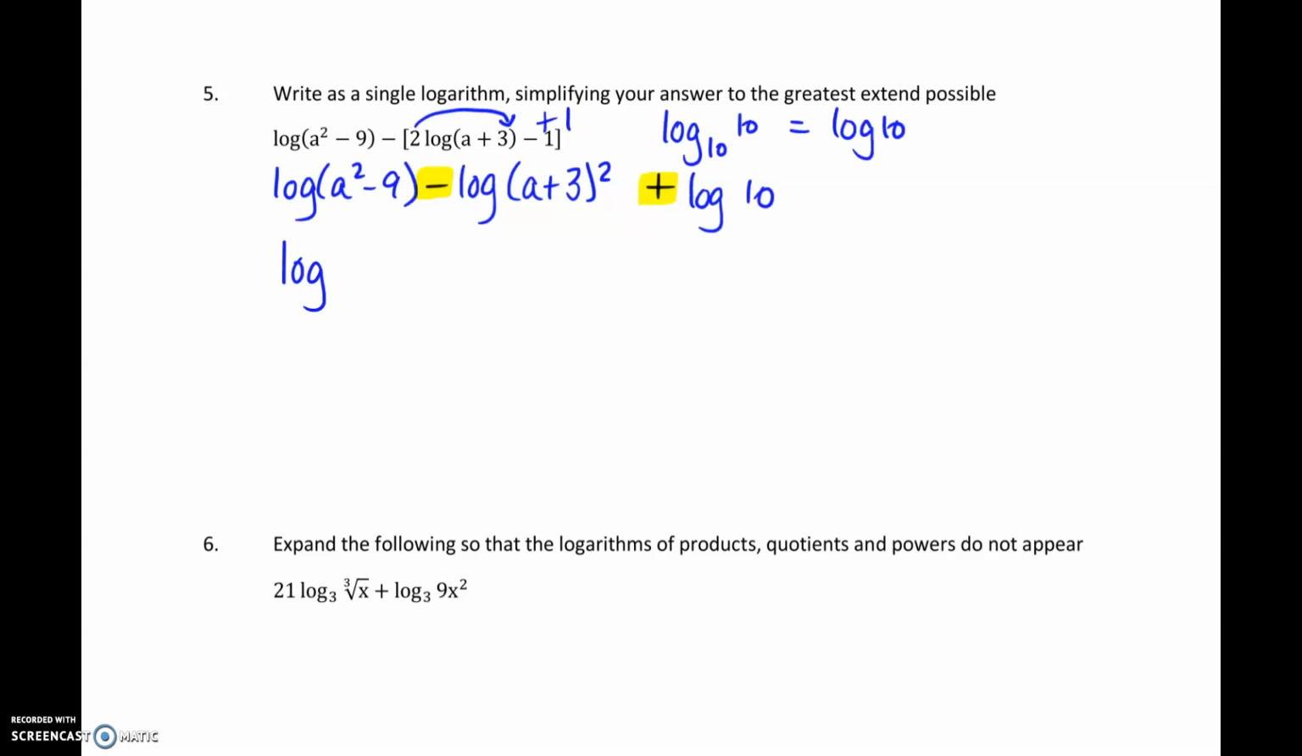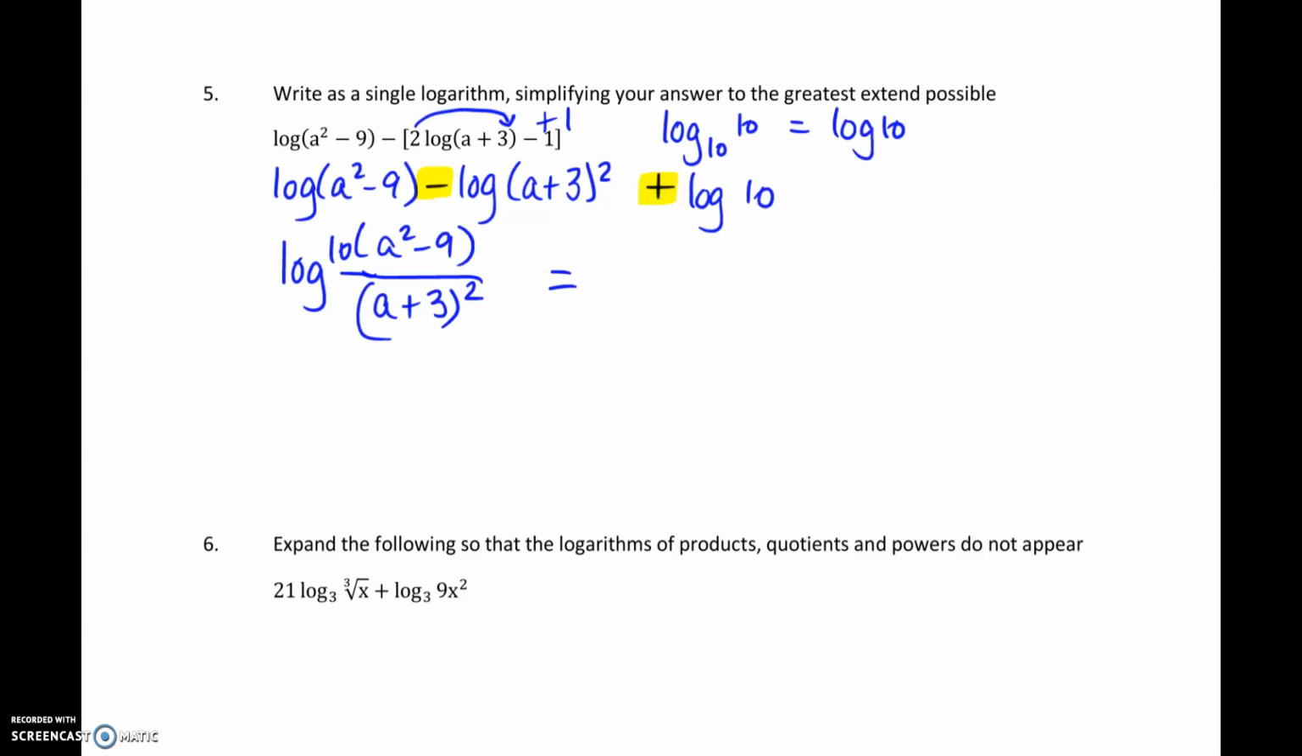So writing it as one combined log, we have a squared minus 9 in the numerator. We have a plus 3 squared in the denominator. And then we also have a 10 up here. So I'm going to put that in front.